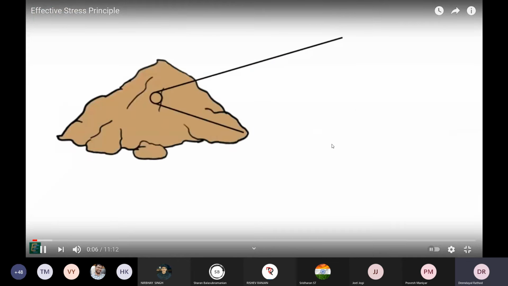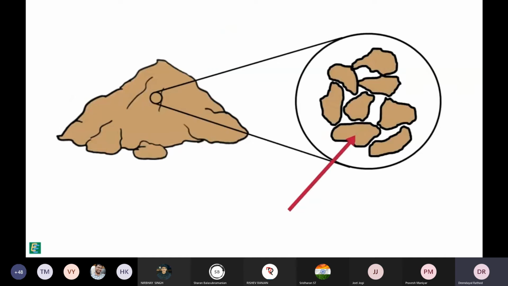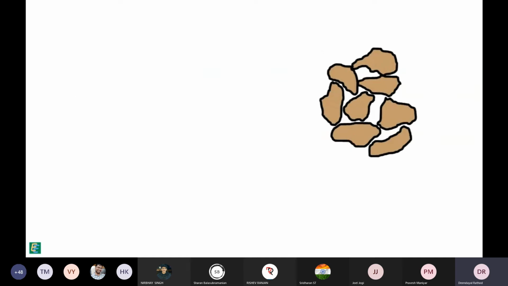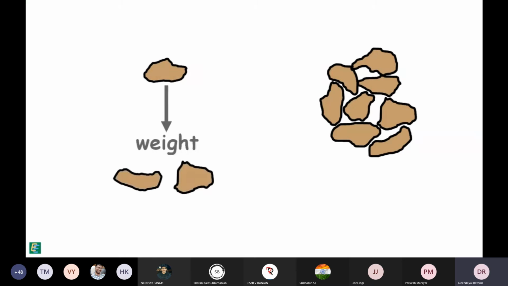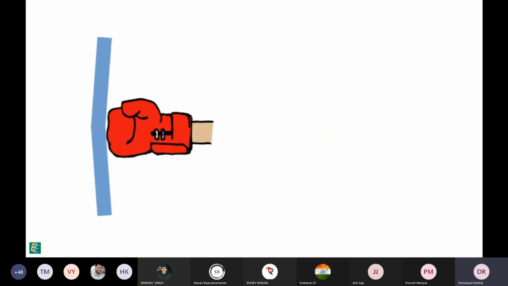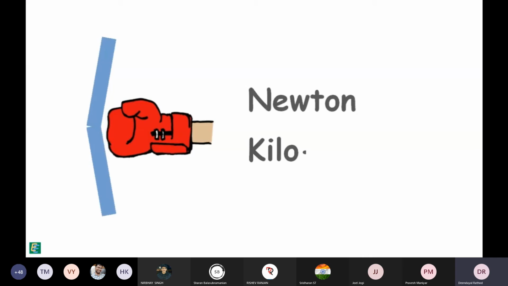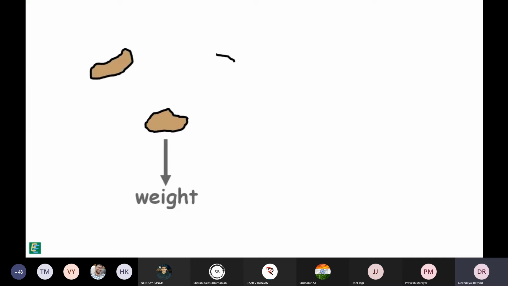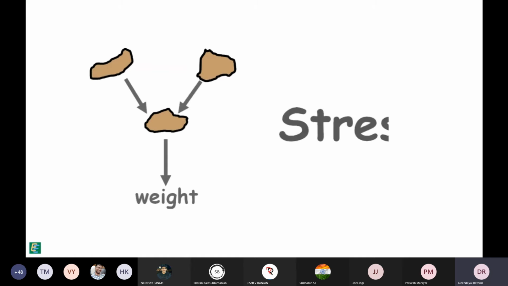A soil mass is the huge collection of soil particles we call soil grains. These soil grains have mass, so they exert force as weight downwards on the other particles. Weight is a force and we represent it in Newton or kilonewton. These soil grains, due to their own weight, get pushed by all the surrounding particles and exert force on each other, which is represented by a quantity we call stress.